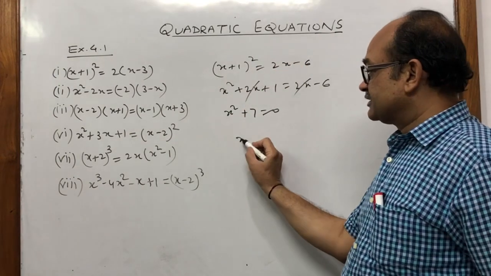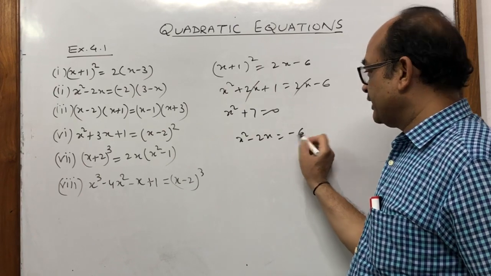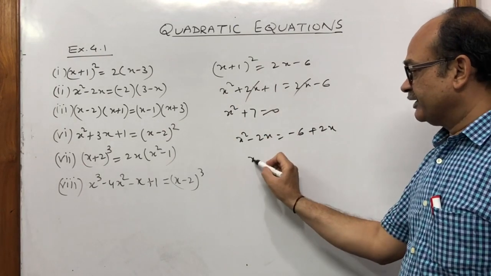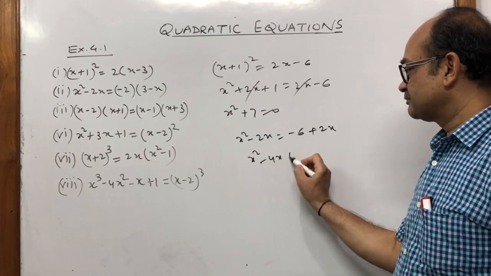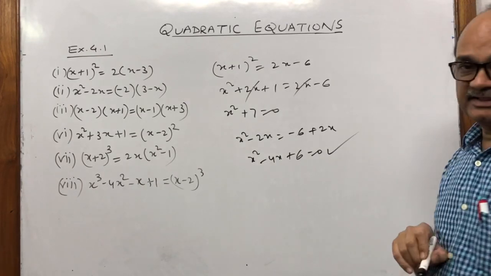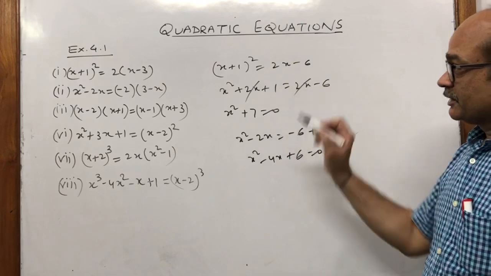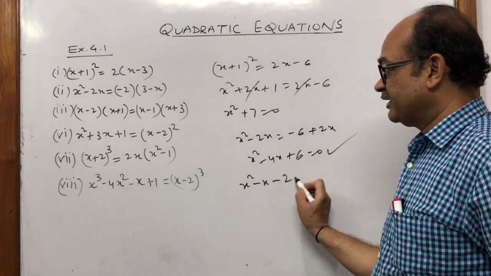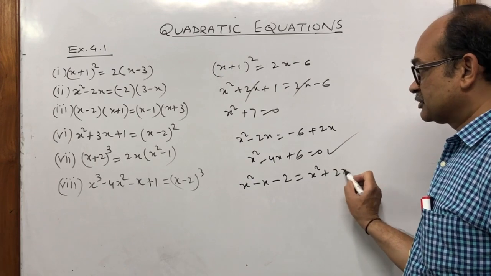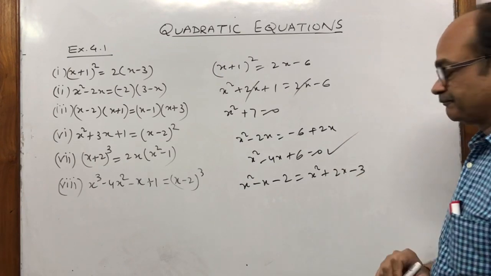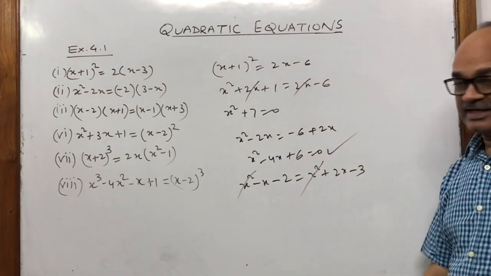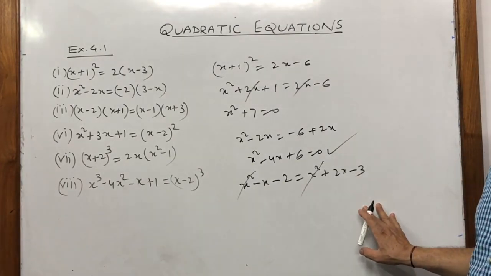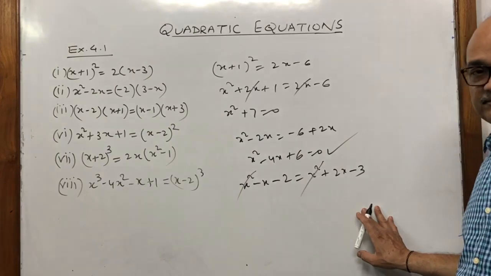Second part, x square minus 2x equals to minus 6 plus 2x. Shift to left hand side, x square minus 4x plus 6 equal to 0. Yes, it is also a quadratic equation. Third part, if we expand it, x square minus x minus 2, x square plus 2x minus 3. x square and x square cancel out. No other x square term present in this equation. Hence, it is not a quadratic equation.